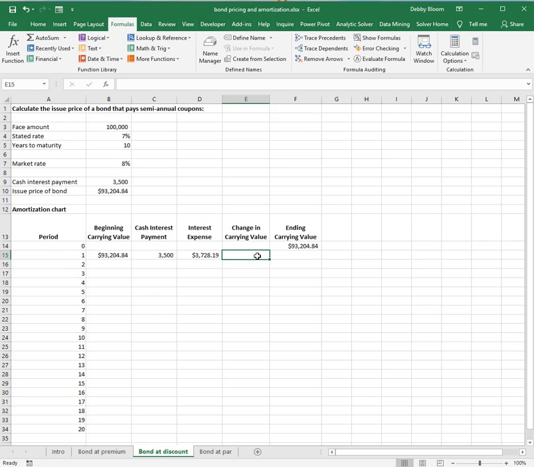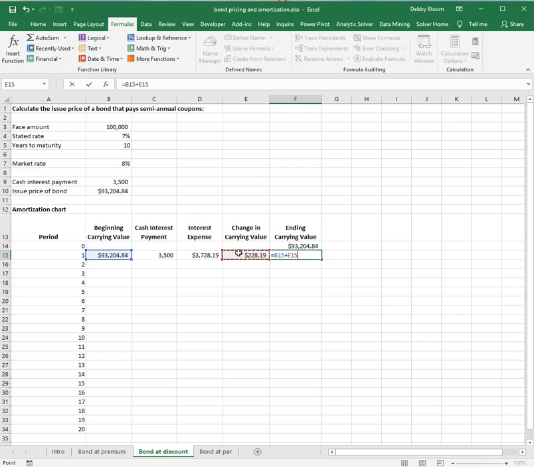So my first period's interest expense is $3,728.19. If you remember from our premium, to calculate the change in carrying value, I'm going to take the interest expense and then subtract the cash interest payment. So this time I'm going to have a positive $228.19 change in carrying value. So then my ending carrying value becomes, type an equal sign, my beginning carrying value, cell B15, and then add the change in carrying value, cell E15.